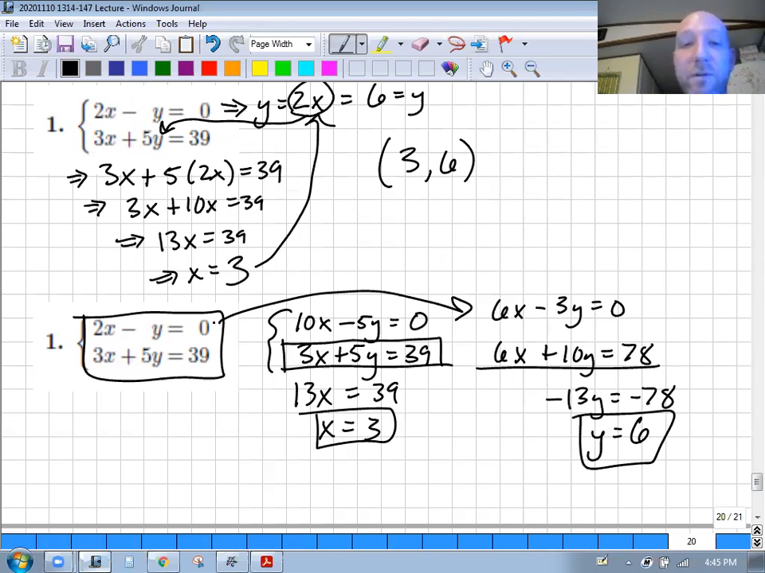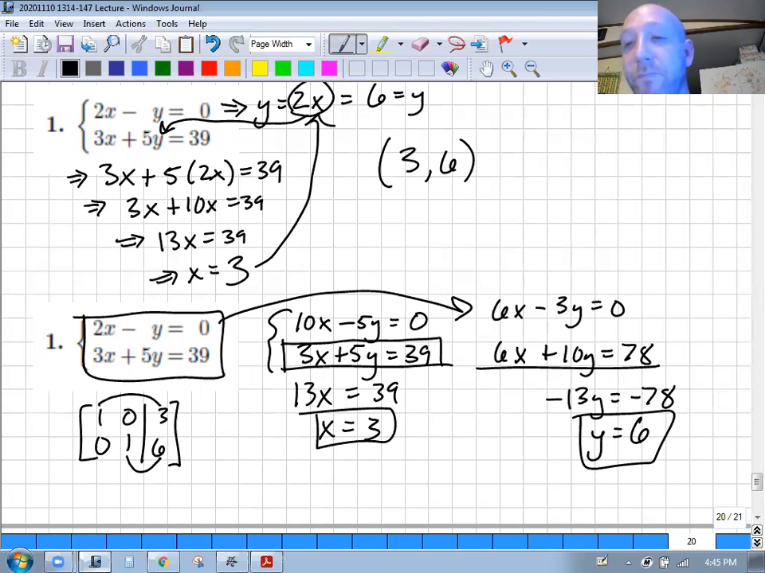So basically, we've turned our matrix into this. This tells us that x is 3 and y is 6.